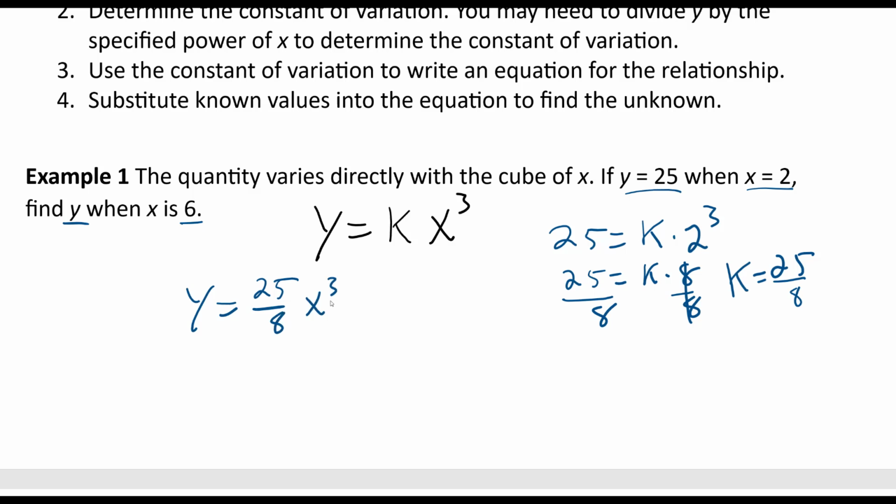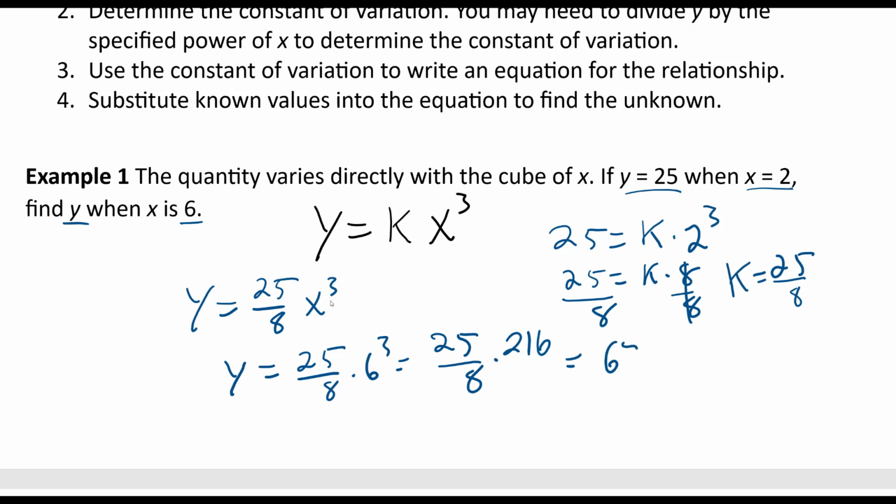Now what happens when x is 6? y equals 25 over 8 times 6 to the third power, which is 25 over 8 times 216. I'm going to check in the calculator. 6 to the third, yes, it's 216. And I believe that can be divided by 8, and we get 27 times 25, which is 675. And that would be the answer. Okay, and that is direct variation.